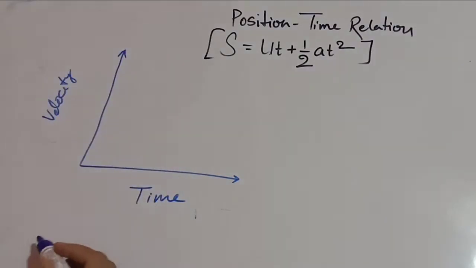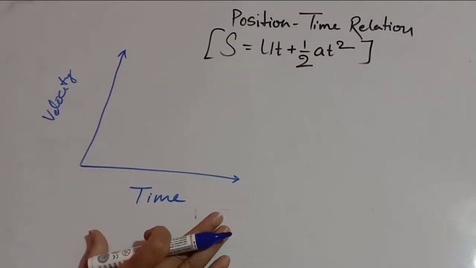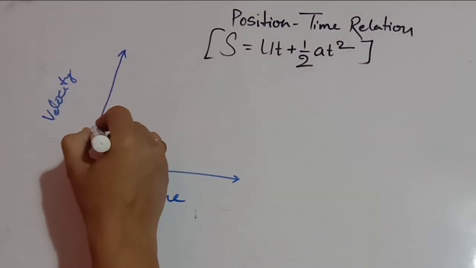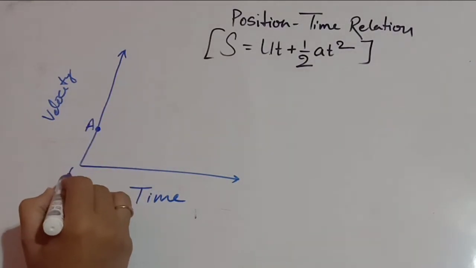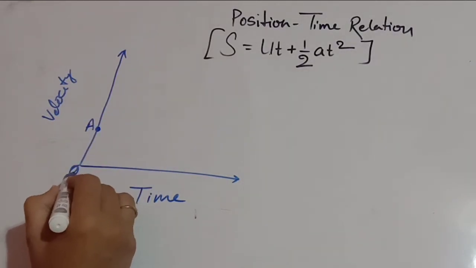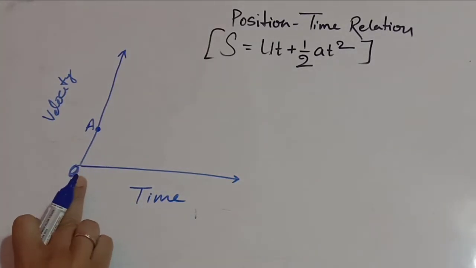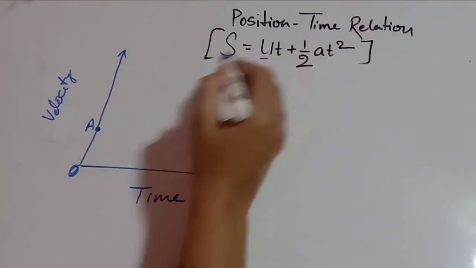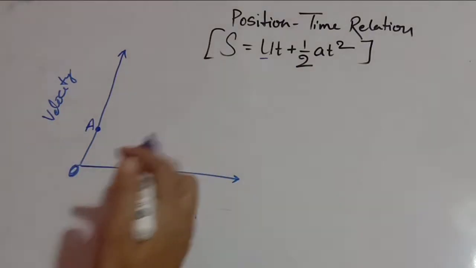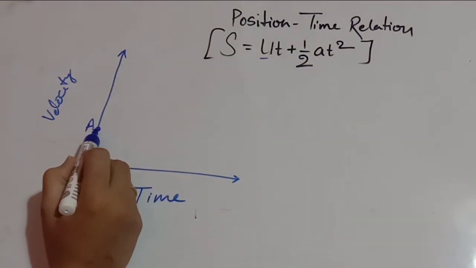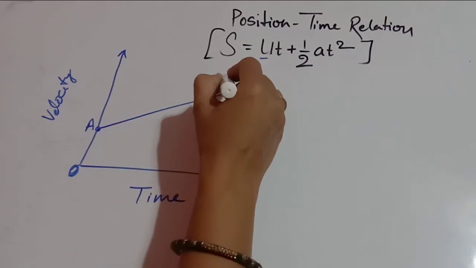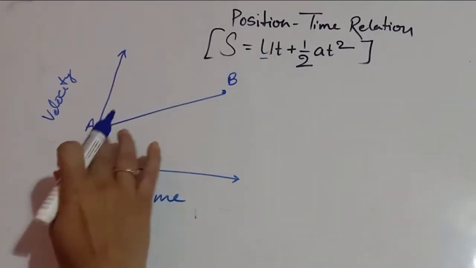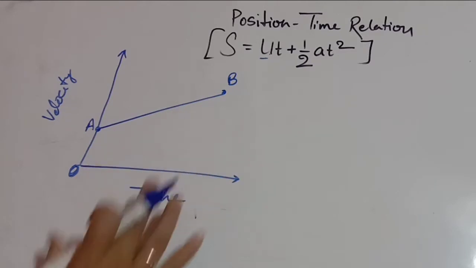Now this v-t graph is a uniformly accelerated graph. It means initially our object is at point A. This is not the origin point, so you're not supposed to start at the origin because there is some initial velocity u in our equation. So we suppose our object starts at point A, and it will take time t to come to point B finally. So from A to B it will take t seconds.